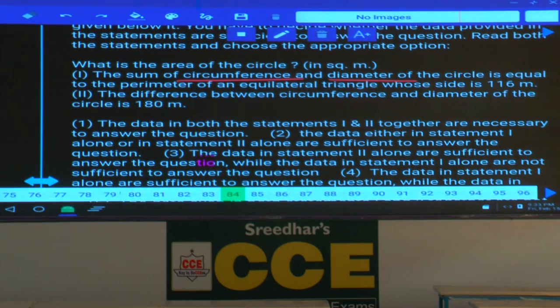Statement 2: The difference between circumference and diameter of the circle is 180. Can we get the answer using 2 alone? Just be careful. What do you mean by the difference of a, b? The largest number minus the smallest number, yes or no? Now they are saying this is the difference between circumference and diameter. Which is more? Is circumference more or diameter more?